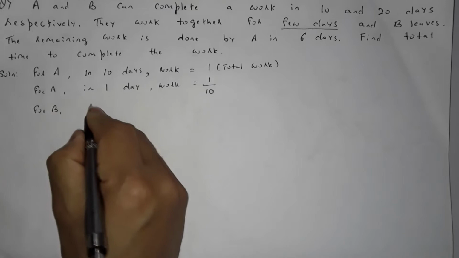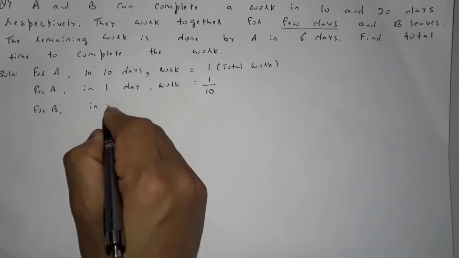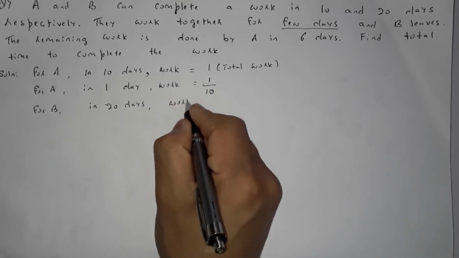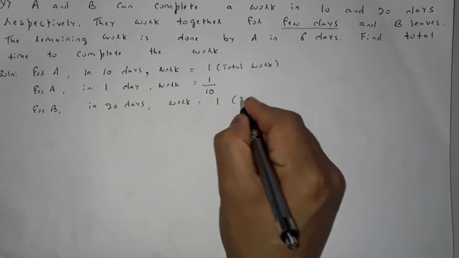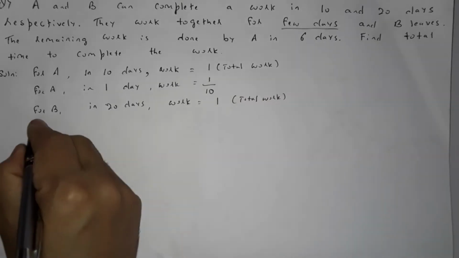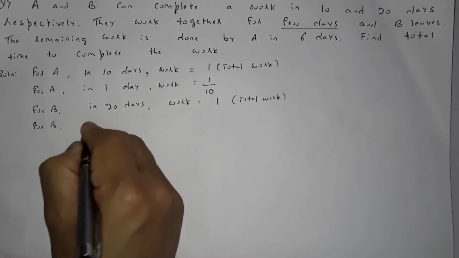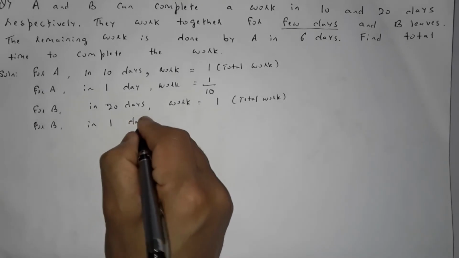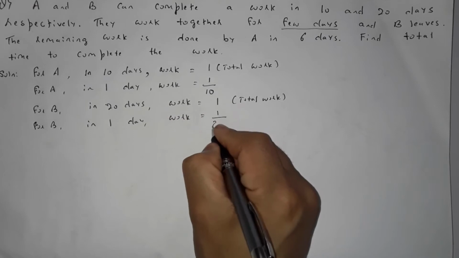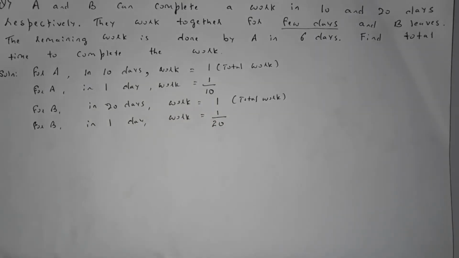For B, in how many days? 20, isn't it? 20 days, work equal 1. 1 means total work. For B, in 1 day, work equal 1 divided by 20.